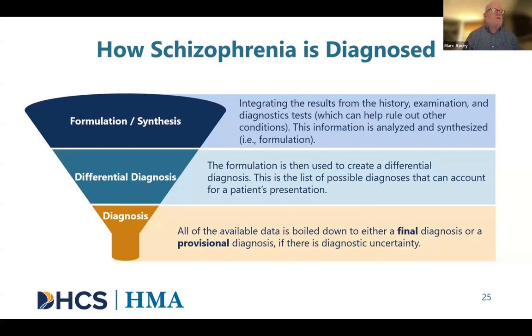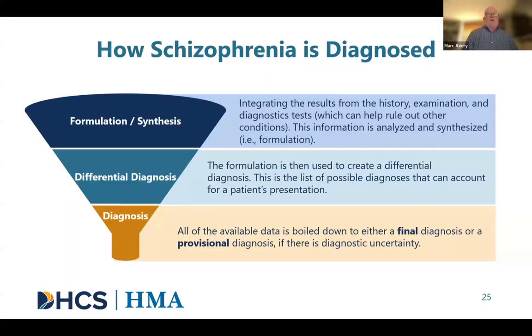Could include substance-induced conditions. Could include other forms of psychosis, such as mood disorders with psychotic features. It could be other schizophrenia or psychotic disorders in the schizophrenia chapter. Or just could be other psychiatric disorders in general. But it's important to take that step to say, what are all the possible diagnoses that could be at play here? And then that list gets boiled down to what's referred to as the final diagnosis.